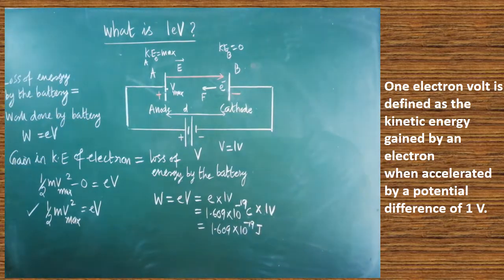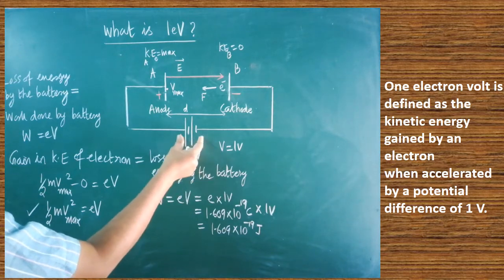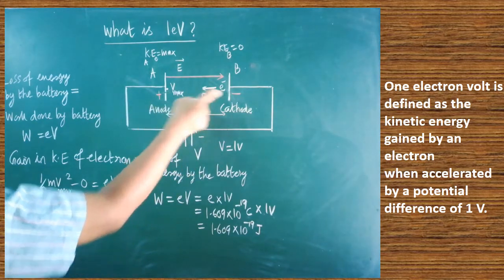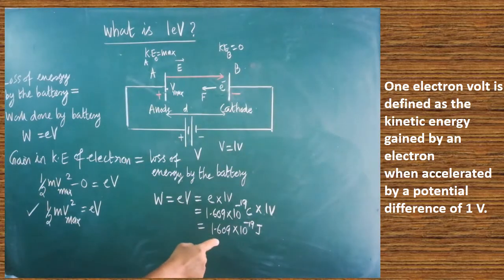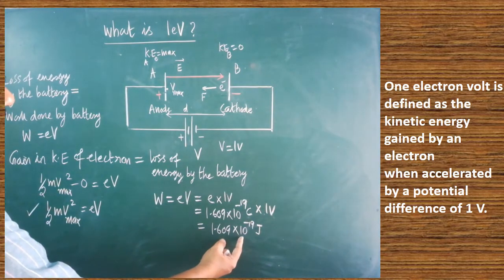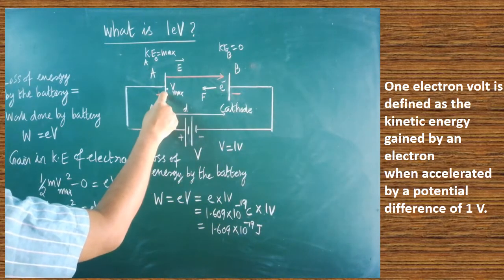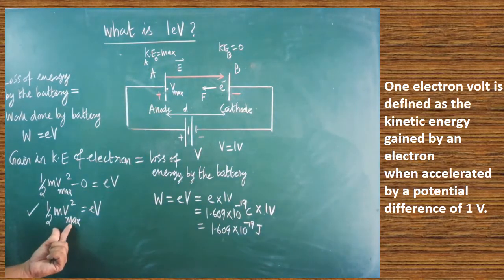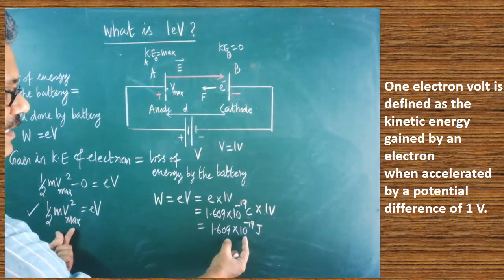Are you clear? So if 1 volt of potential difference is given across the two ends of the electrodes, what will happen? This much amount of work will be done to move the electron from here to there. By that time, we have to calculate some amount of kinetic energy. So this is the kinetic energy, half m v max square, the kinetic energy of the electron. Is it clear? When this much joule of work is done.